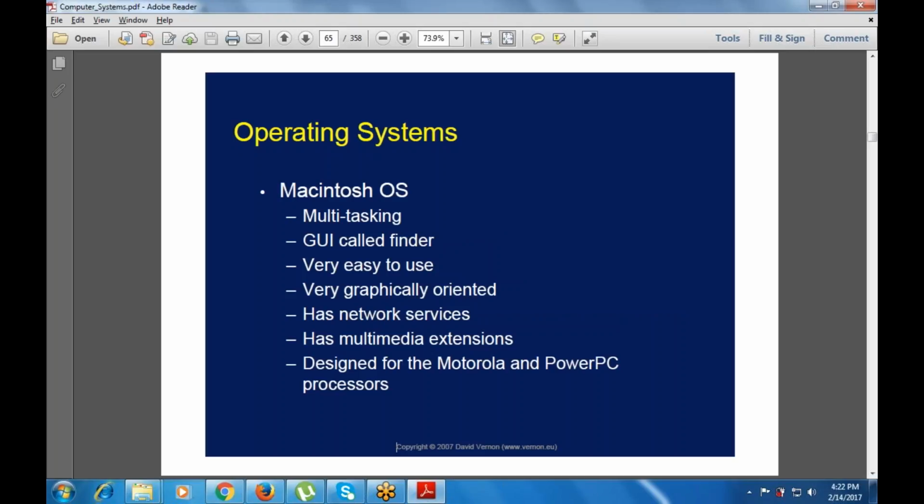Again, the next example is the Macintosh operating system. This is a multitasking operating system, and its GUI is called the Finder, very easy to use, very graphically oriented. It has network services and multimedia extensions available. Then it is designed for the Motorola and PowerPC processors, whatever the Motorola or PowerPC processor concepts used with the operating system.